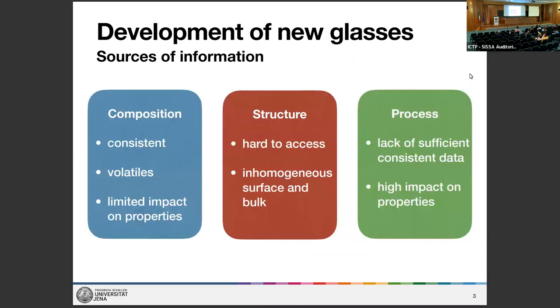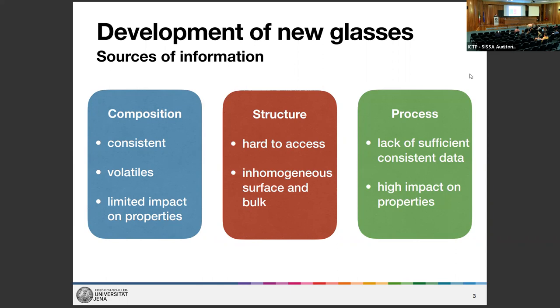So if you're an experimentalist or material scientist working with machine learning, what are the sources of information that you can work with? First of all, there's of course the composition. It might seem consistent, but it's really not, because oftentimes you have quite a few volatiles in your glass composition, which is why you end up with a completely different product than what you batch the oven with.